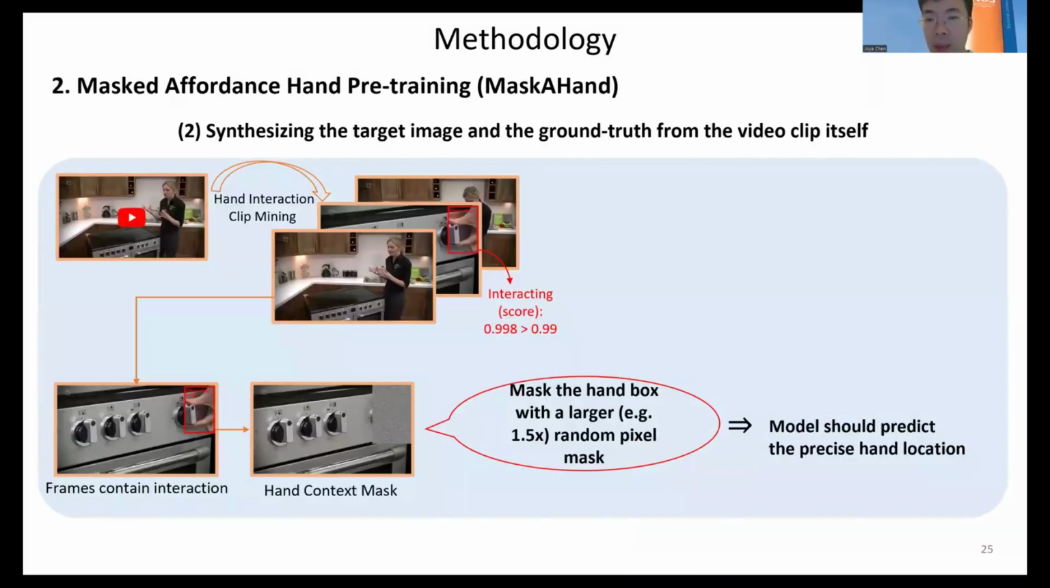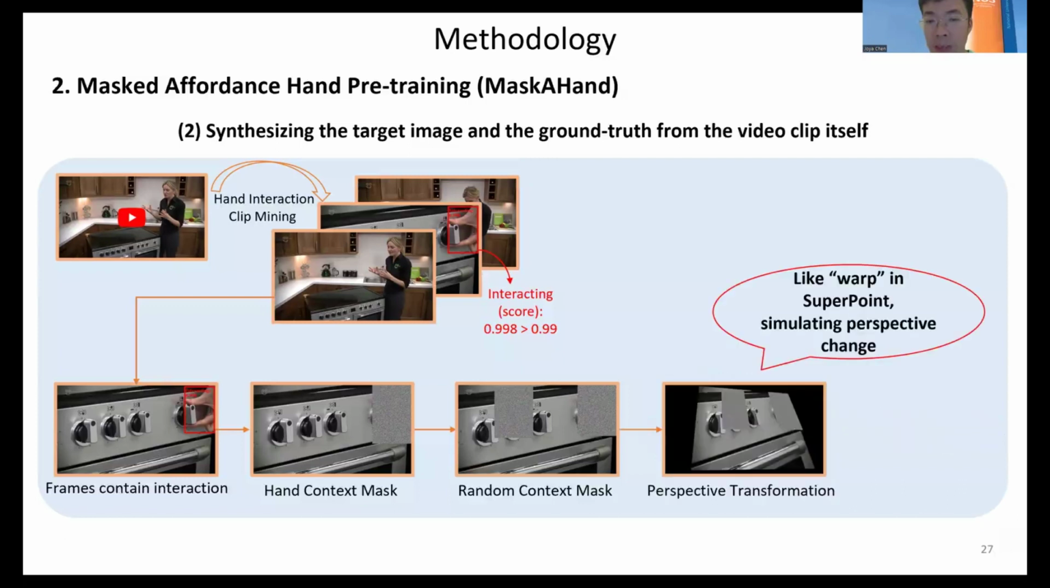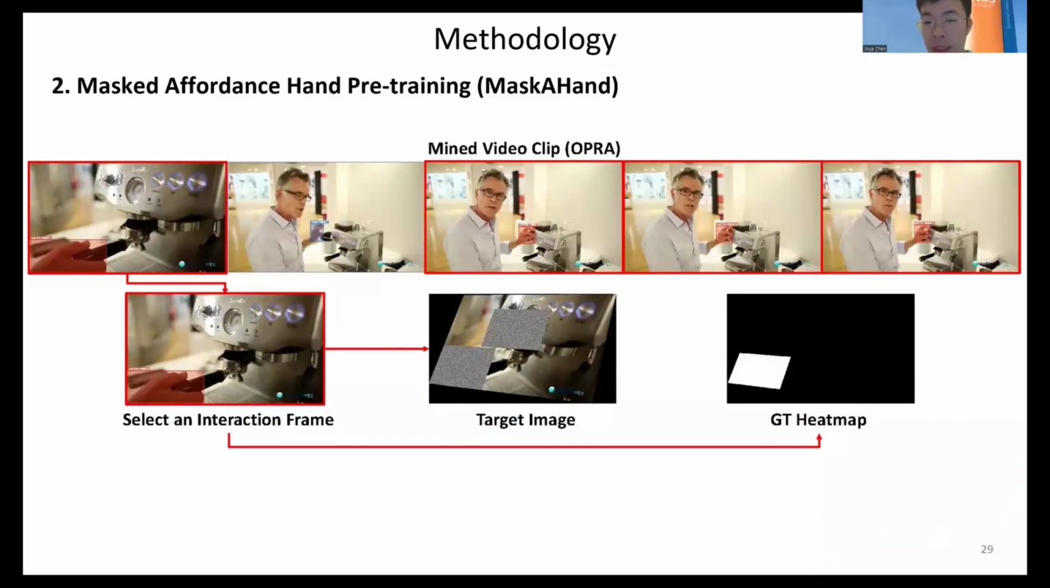Here's our process. First, we select the frame containing interaction and mask the hand box with a larger and random pixel mask. This is to make the model predict the precise hand location and to improve the fine-grained grounding ability. Then we randomly add another mask with same size. This is to avoid the easy solution of predicting the mask. After that, we also add a perspective transformation to simulate the perspective change. Finally, we can train the former using the generated data. We know the ground truth map since the map comes from the transformed hand box. There are some mask hand generated examples.